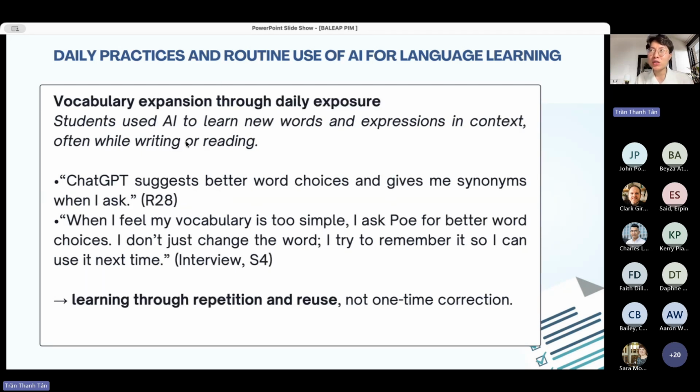Another practice refers to vocabulary expansion through daily exposure. The students use AI to learn new words and expressions. And of course, they are English majors. They need to level up their language use every day. And at this time, AI supports learning through repetition and reuse, not one-time correction. They use them over time.